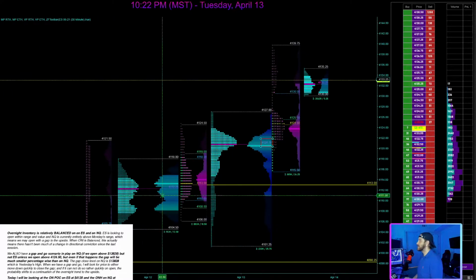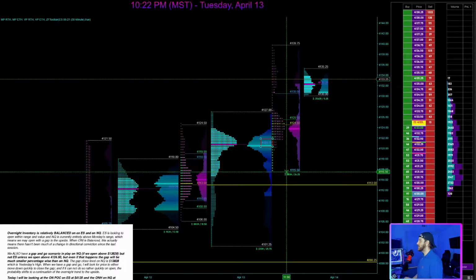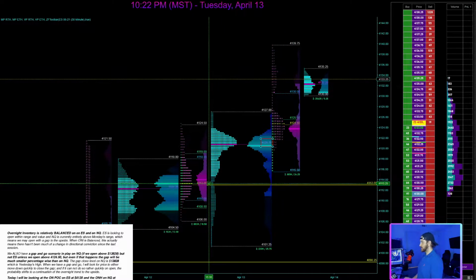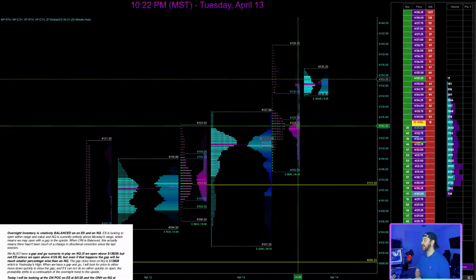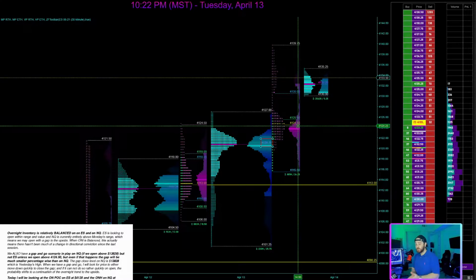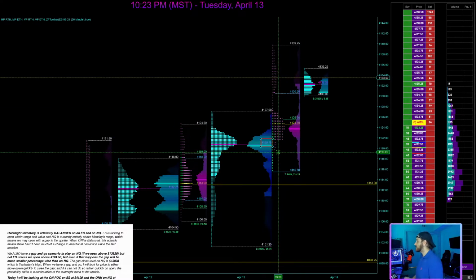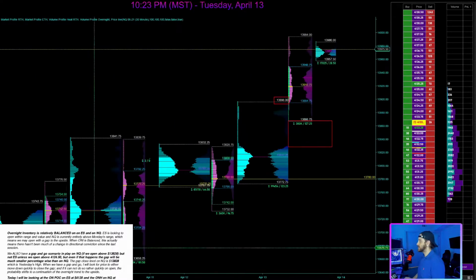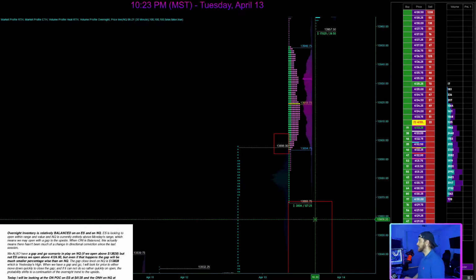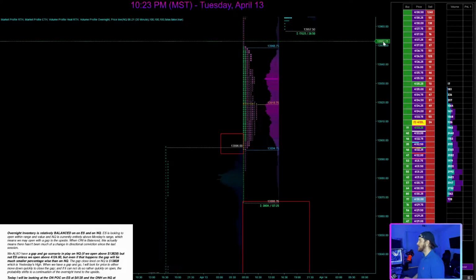we did not get. So you can see we opened up, we came down, we tested, we couldn't even get to yesterday's POC to close it. Single print buying tail, which means that higher time frame players, other time frame players, the strong players that have the power to move the market, those players had the directional conviction to the upside, and that is what this single print buying tail represents. And you can see that that single print buying tail exists on both ES and NQ.